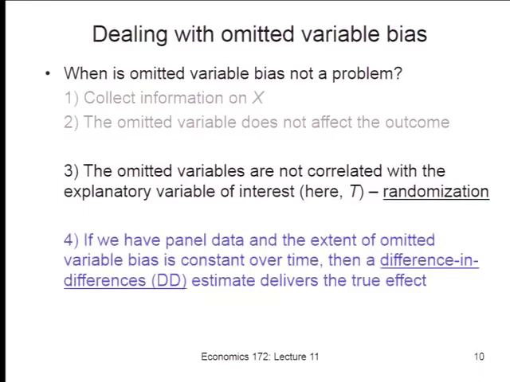But the fourth solution is if we have panel data, in other words, we have information on multiple individuals at multiple points in time, and the extent of omitted variable bias is constant over time, then this approach of difference in differences yields an unbiased estimate of the treatment effect. So there's a couple of data needs that are a little more severe here. Remember the deworming case, we didn't need panel data.